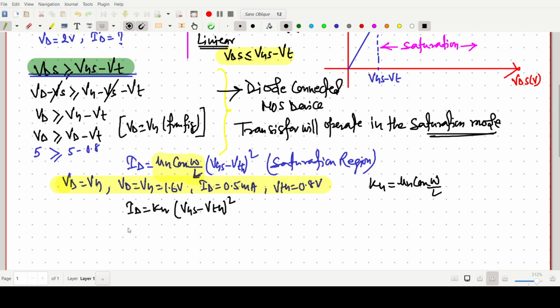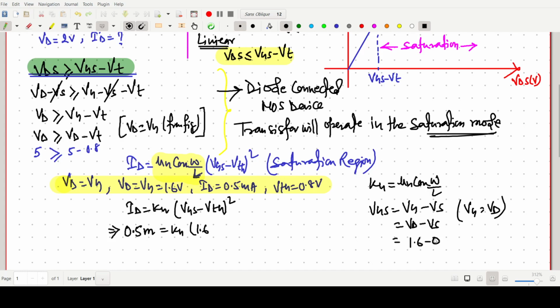So what is the ID value? ID is given as 0.5 milliampere, so I am just writing 0.5 milli. Then Kn and the VGS value. VGS is simply our 1.6, because gate to source is VG minus VS, and VG is the same as VD. VG equals VD, and VD is simply 1.6 and VS is 0, so it should be 1.6. I'm directly writing 1.6 minus VTH 0.8, whole square.